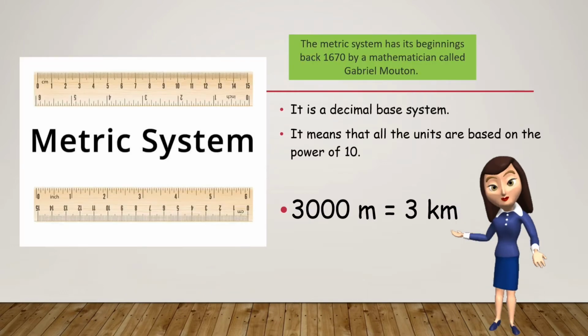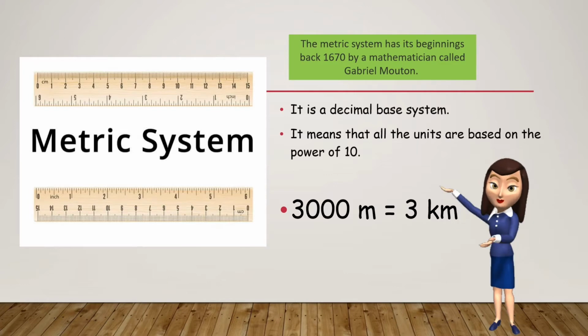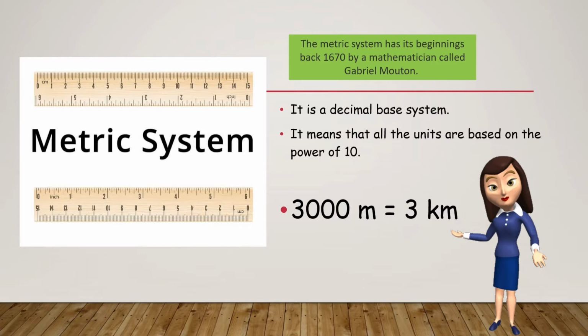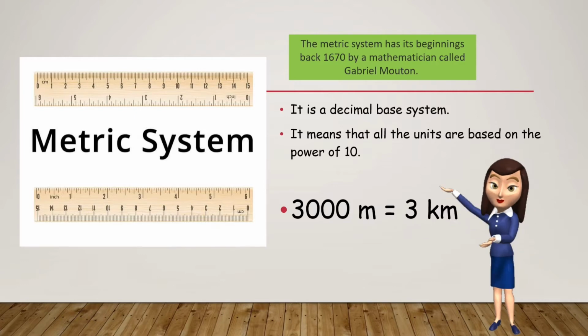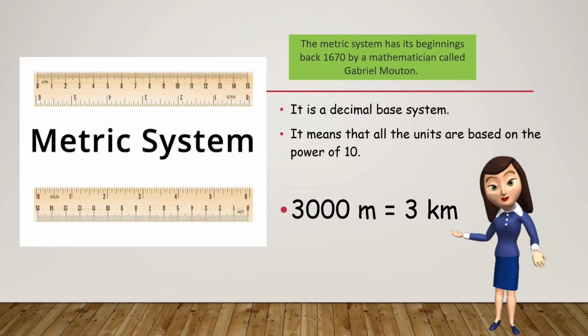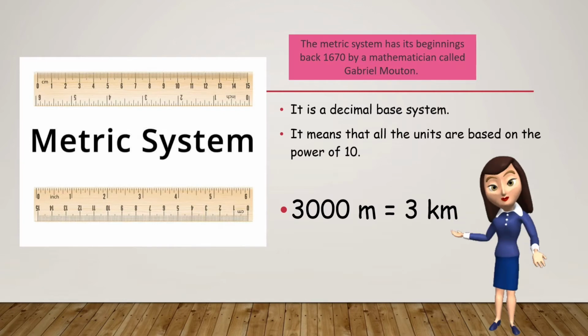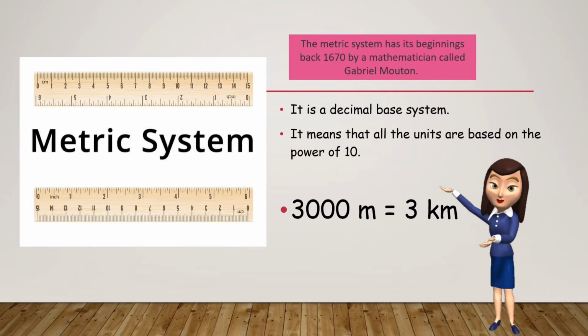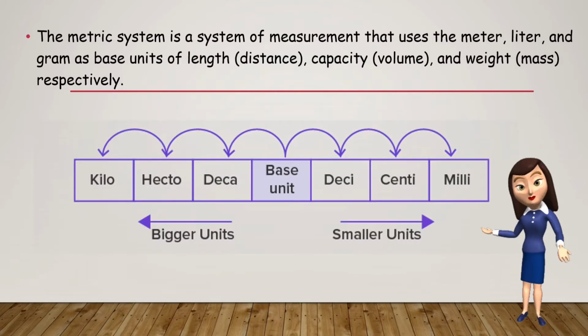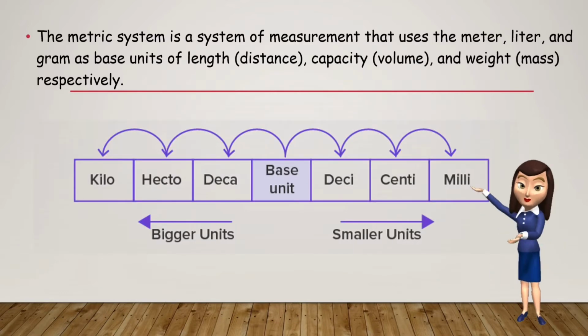So let's begin with the first measurement, which is the metric system. It is a decimal-based system and all of the units are based on the power of 10. In the example below, if you have 3,000 meters, it is equivalent to 3 kilometers. Why? Because you have to move the decimal to the left or right depending on whether you're getting bigger or smaller. So this is the reason why we move decimals from left to right or right to left.